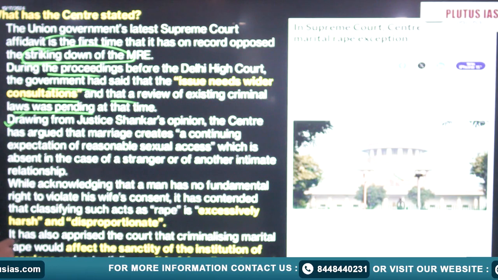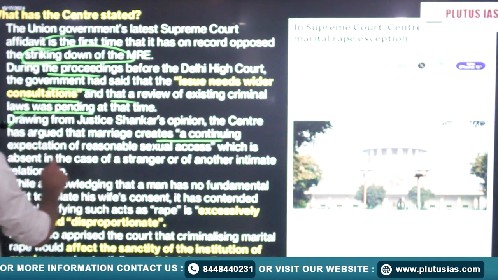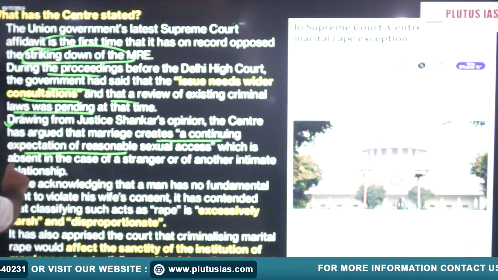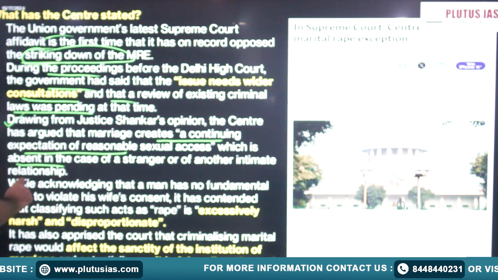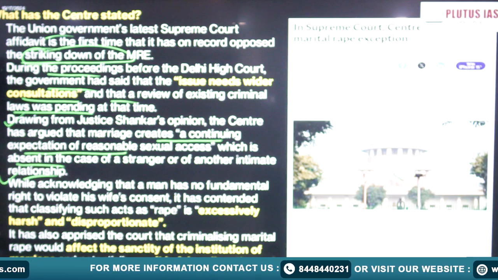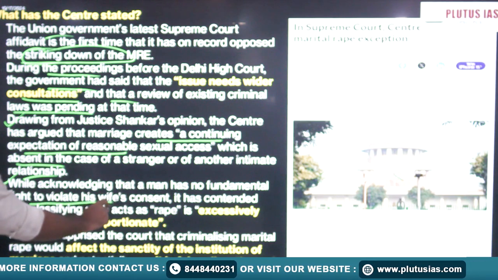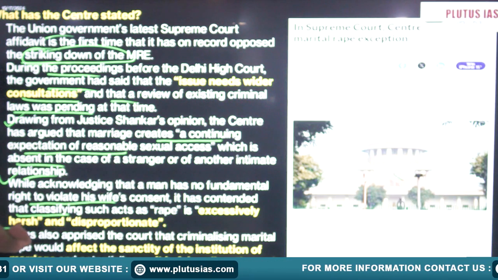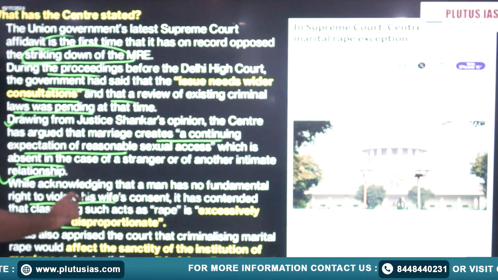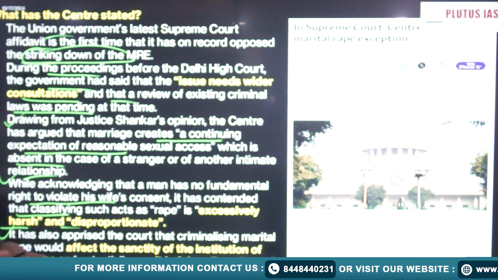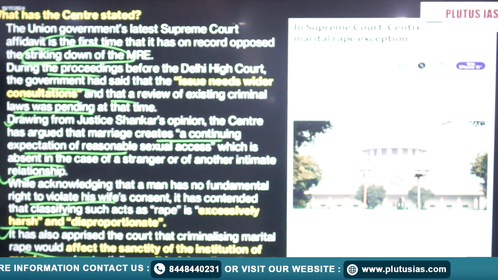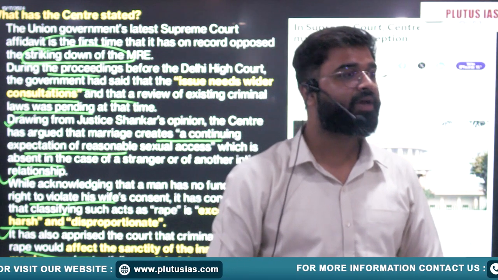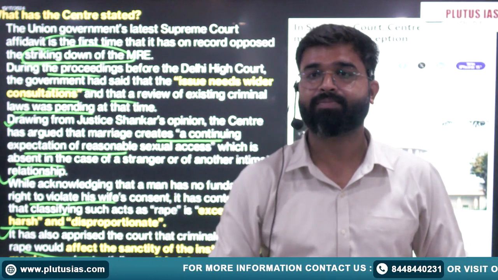Drawing from Justice Shankar's opinion, the Center has argued that the marriage creates a continuing expectation of reasonable sexual access, which is absent in the case of a stranger or another intimate relationship. While acknowledging that a man has no fundamental right to violate his wife's consent, it has contended that classifying such an act as rape is excessively harsh and disproportionate. It has also apprised the court that criminalizing marital rape would affect the sanctity of the institution of marriage and potentially result in false allegations of marital rape. So that was the stand made by the Center.